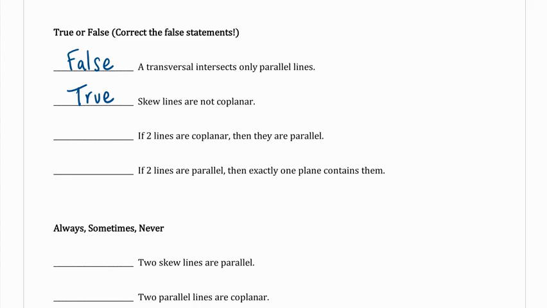Our next one says that if two lines are coplanar, then they are parallel. Well, not necessarily always true, right? That's a false. Our two lines could be coplanar and also intersect. And the last one, if two lines are parallel, then exactly one plane contains them. This phrase we've seen a few times before back in Unit 1, exactly one plane contains them. That basically means they are coplanar, right? It's basically saying they have to be in the same plane. And for two lines to be parallel, that's part of our definition. They have to be coplanar. So this one is true.